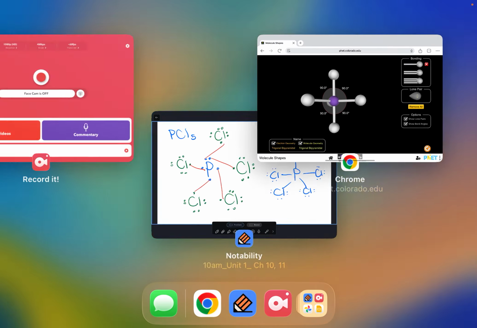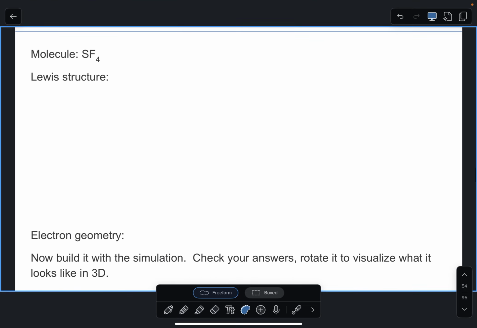Okay, 2 more. Next, let's do SF4. So this is a structure we've drawn before, so if it seems familiar.